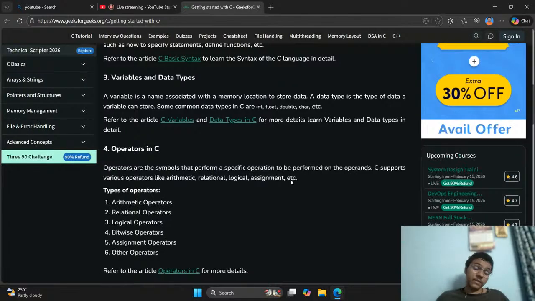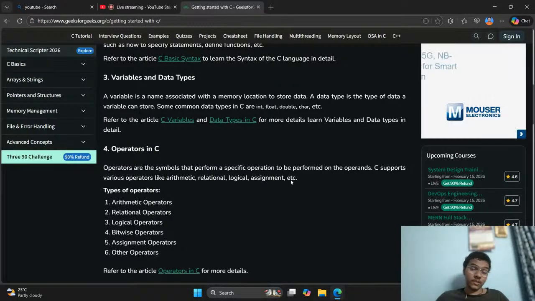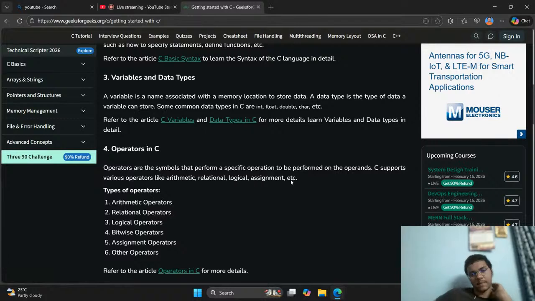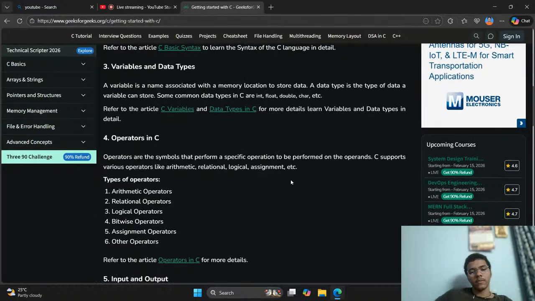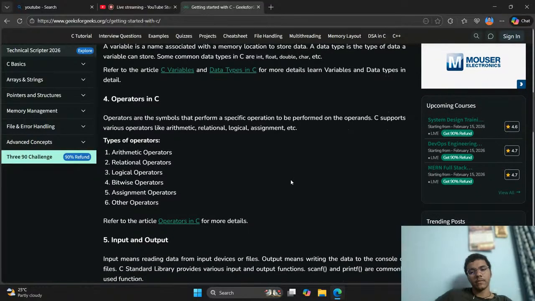A variable is a name associated with a memory location to store data. A data type is the type of data a variable can store. Some common data types in C are int, float, double, char, etc. Operators are the symbols that perform a specific operation on the operands. C supports various operators like arithmetic, relational, logical, assignment, etc.